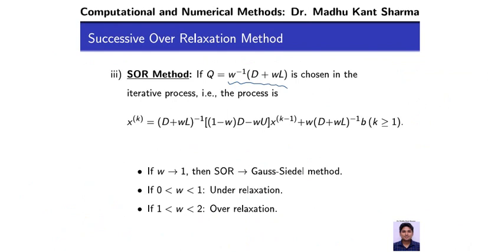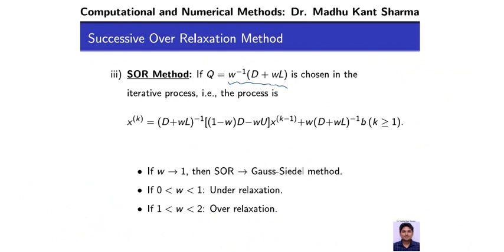If W tends to 1, then the Q matrix tends to D plus L. And if you recall, D plus L is the Q in the method called the Gauss-Seidel method. So if W tends to 1, the SOR method which you are going to consider for the particular problem tends to the Gauss-Seidel method.